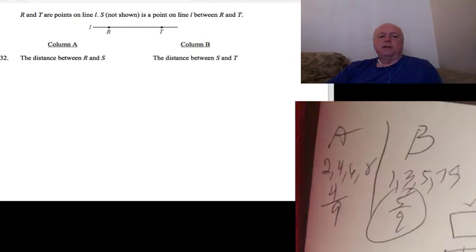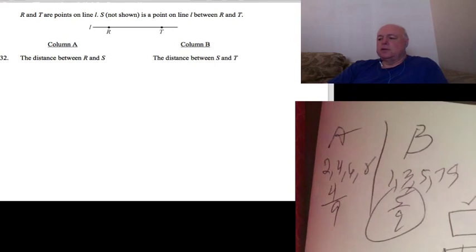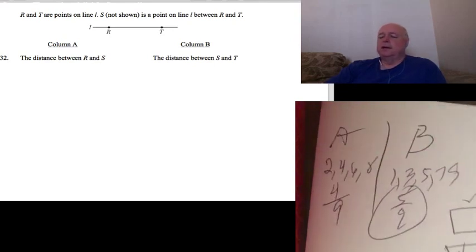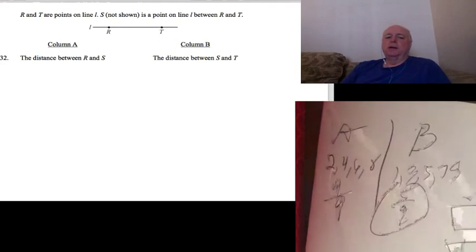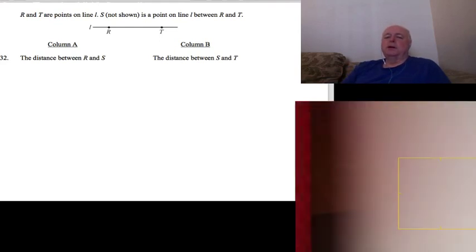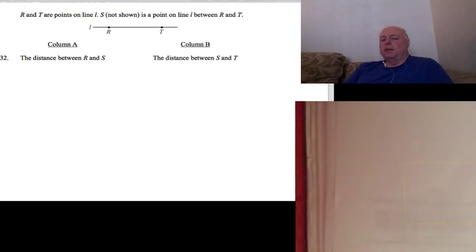So again, we're going to look at the illustration first. In this case, it's just a number line. It seems to be that the number line is called L, and that there's 2 points, R and T on it. There's really nothing more we can see there. If it's a standard number line, it means R is less than T, or T is greater than R. Okay? So let's go back to the words. R and T are points on line L. Okay, it doesn't say number line, but we can consider it as one.